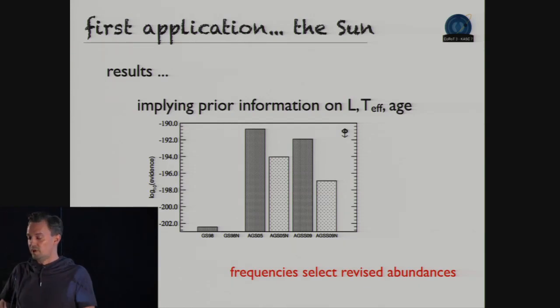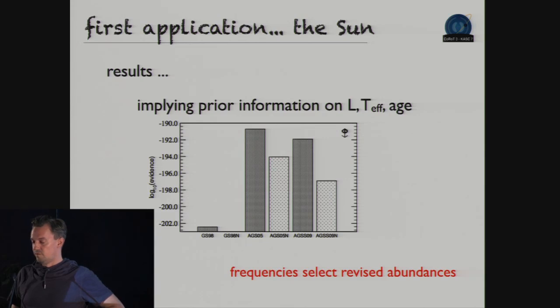But there was still a problem, because the best fit model now was too old, and they were not able to find a combination of whatsoever parameters where they can reproduce all of the information we have from the sun.